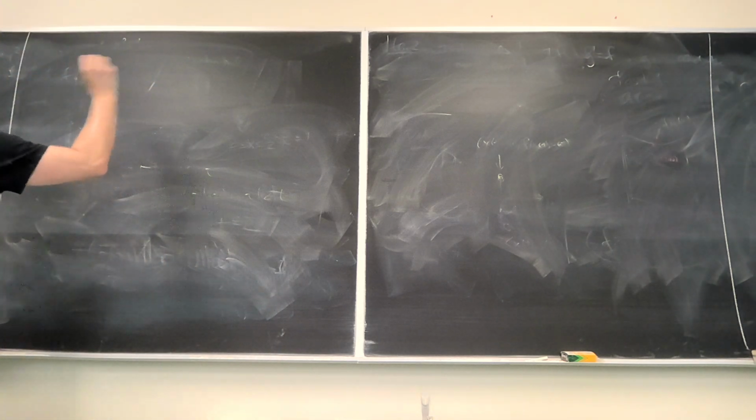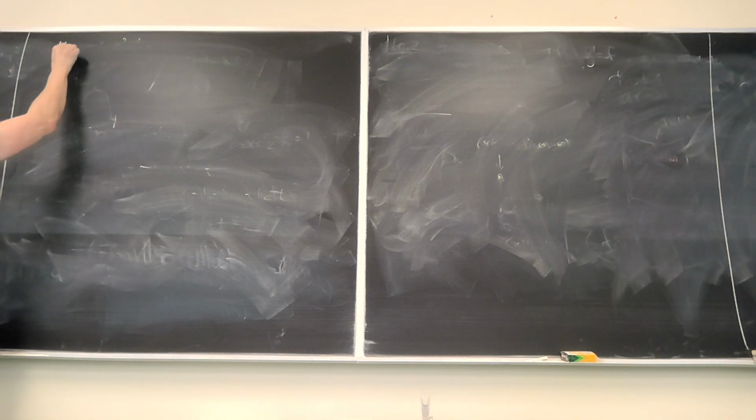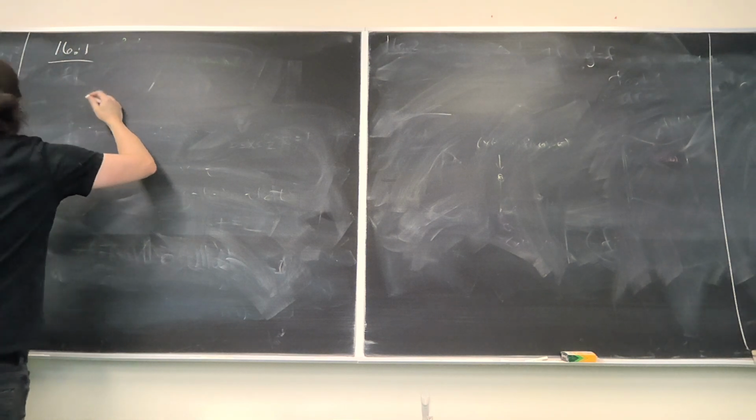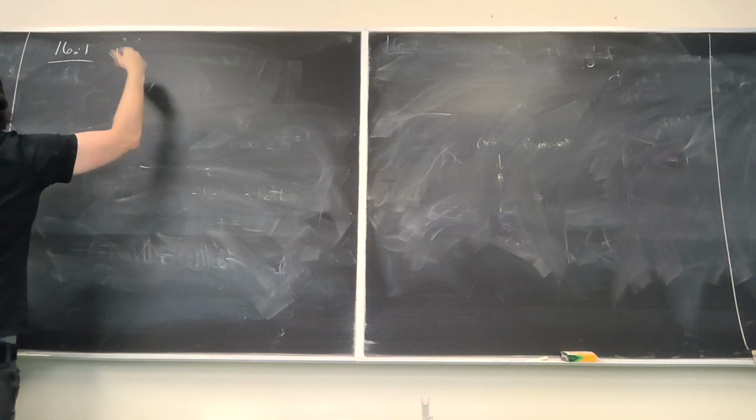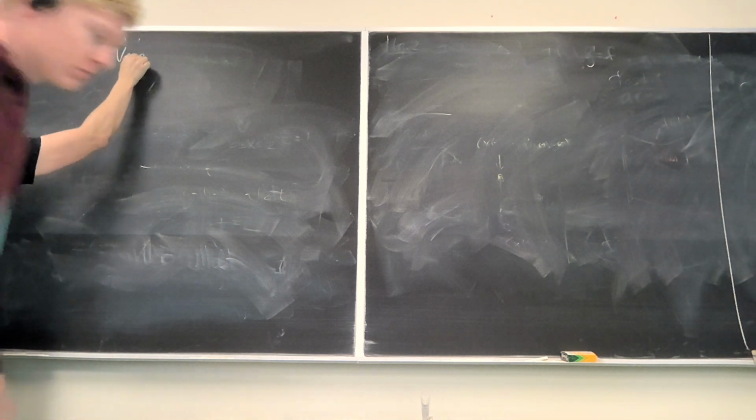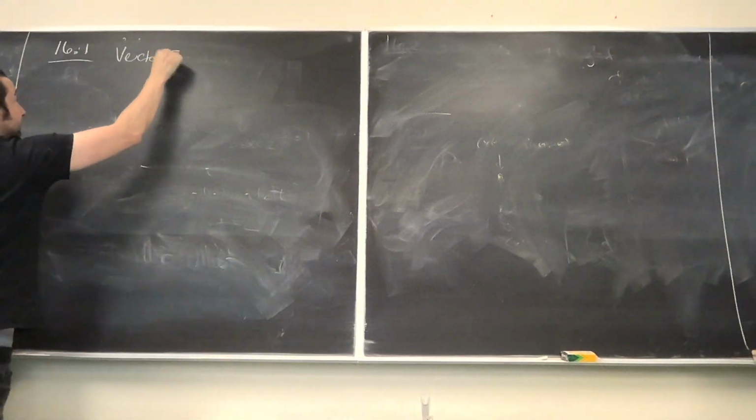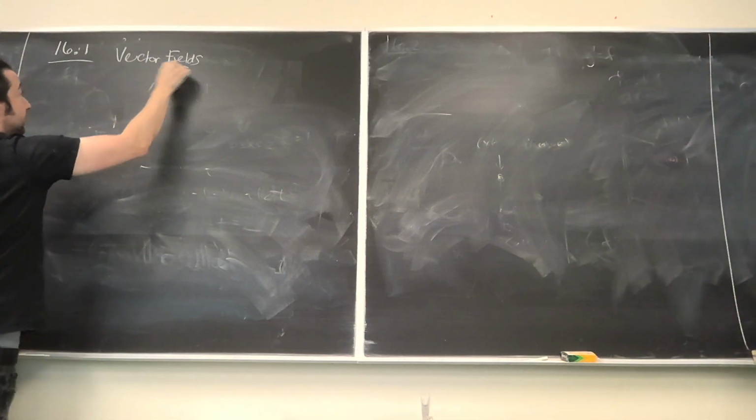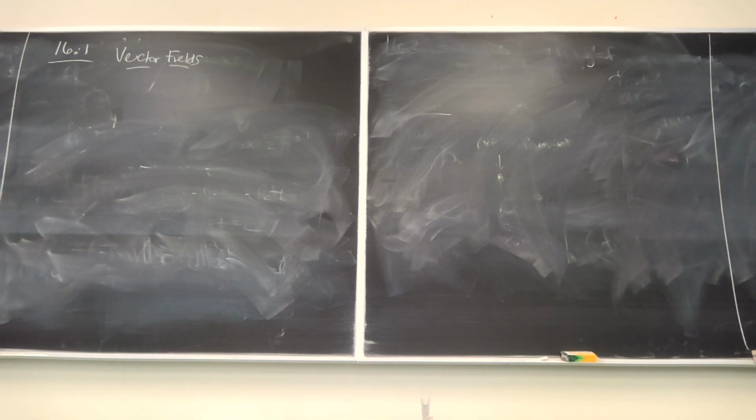All right, so we're going to talk about today 16.1 again, briefly, which is about vector fields. And then we're going to talk about 16.2, which is how do you do calculus in a multivariate setting when we have things like scalar and vector fields to deal with.